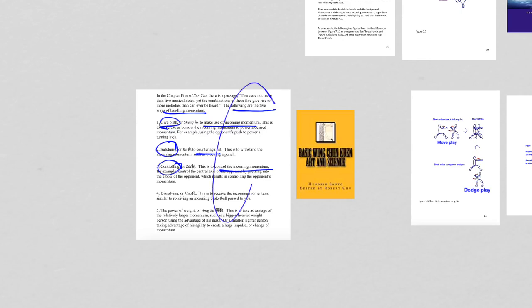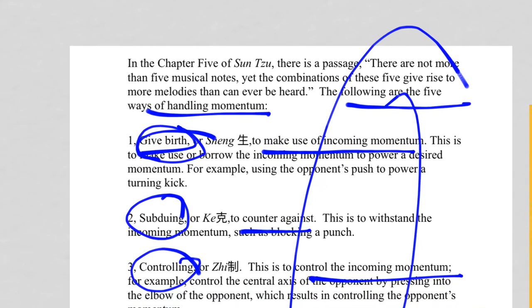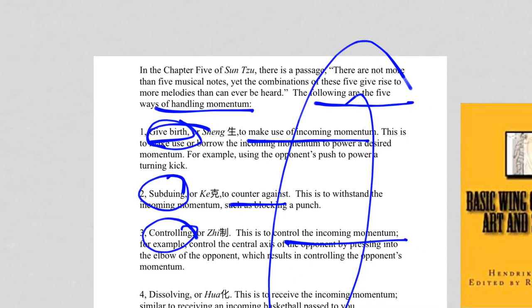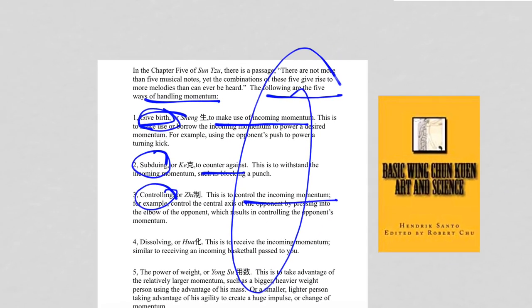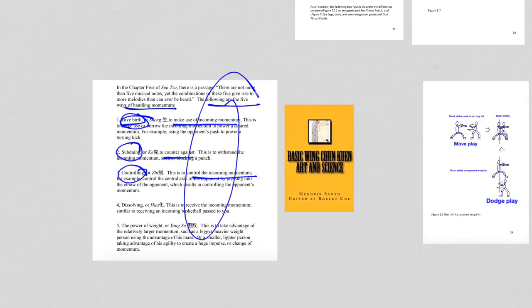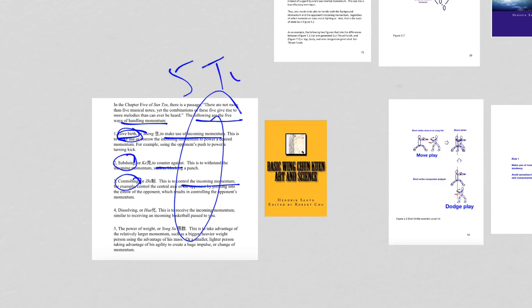So in terms of dodging and moving, one needs to use it. For example, one can use the give birth momentum to push oneself out when one wants to move away. Okay? So you make use of the opponent's very strong incoming momentum to push you away, because you want to move away. Now, so that is momentum. So there are five types of momentum play here.